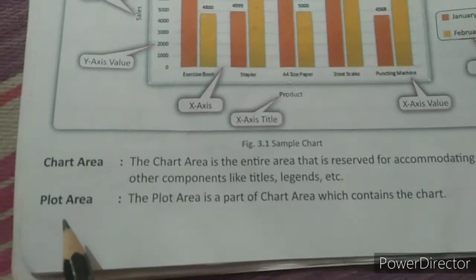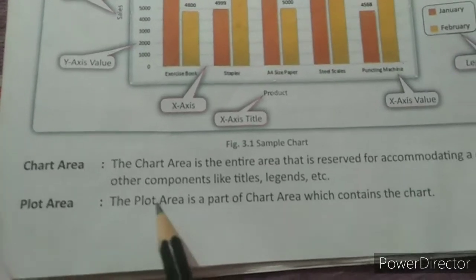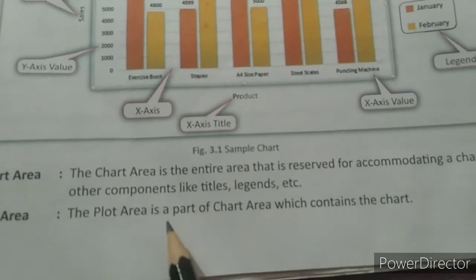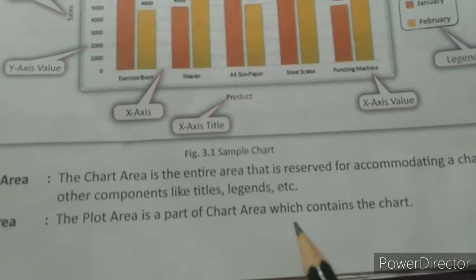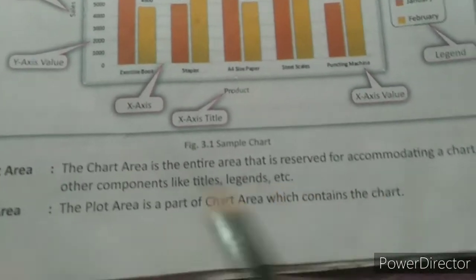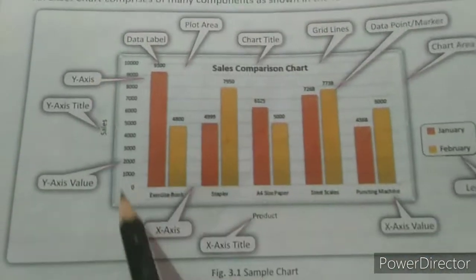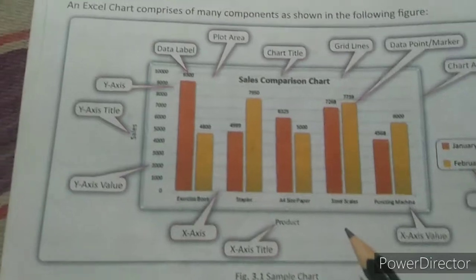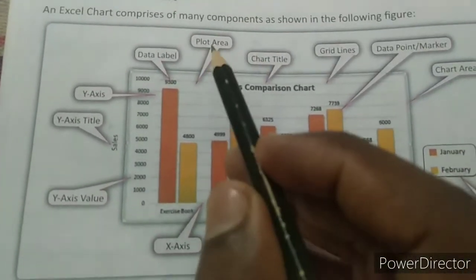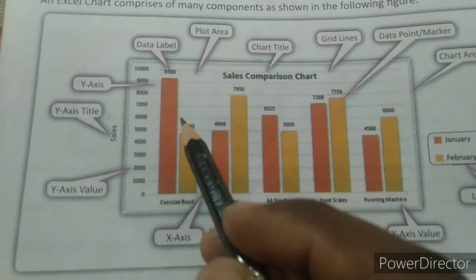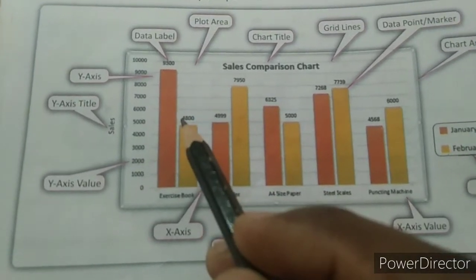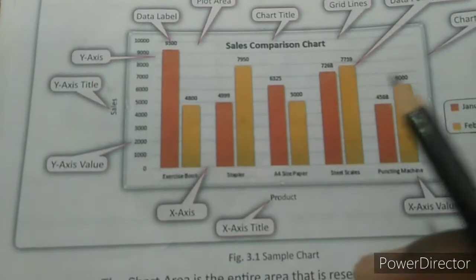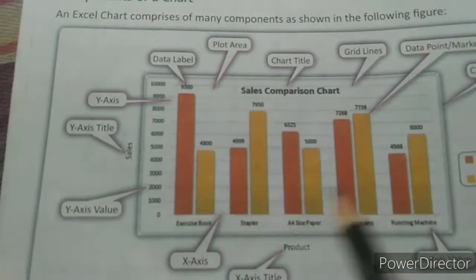Now here, plot area. The plot area is a part of a chart area which contains the chart. It means this is the plot area in which the chart has been placed. Only that area in which the chart has been placed is the plot area, right?